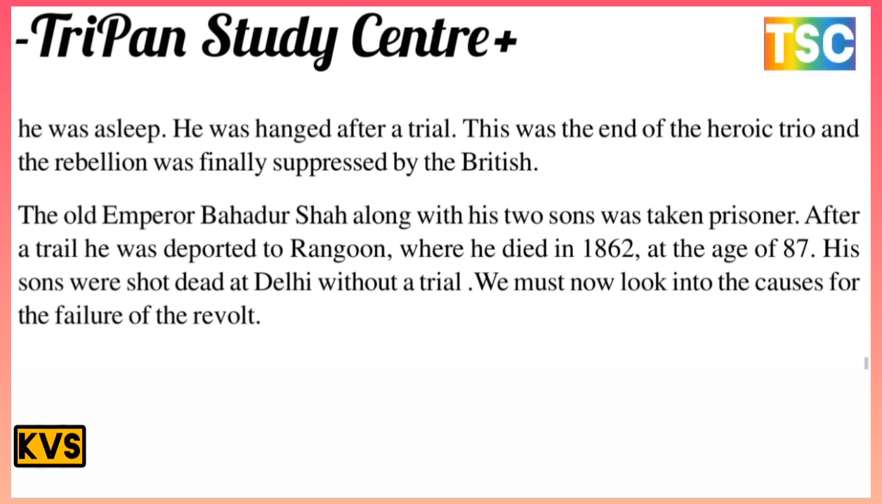The Mughal Emperor Bahadur Shah, along with his two sons, was taken prisoner. After the trial, he was deported to Rangoon, where he died in 1862 at the age of 87. His sons were shot dead at Delhi without a trial. We must now look into the causes for the failure of the revolt.